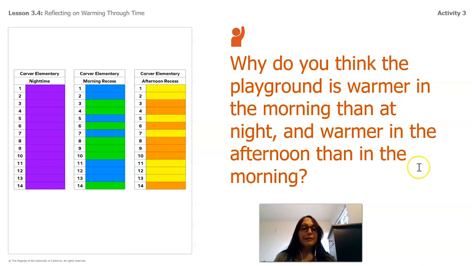So why do you think the playground is warmer in the morning than at night? Because in the morning, we know that the sun rises, right? And it starts warming the surface. And then warmer in the afternoon, because we know that the longer there's sunshine hitting the surface, the warmer the afternoon is going to get. That is some really good information.